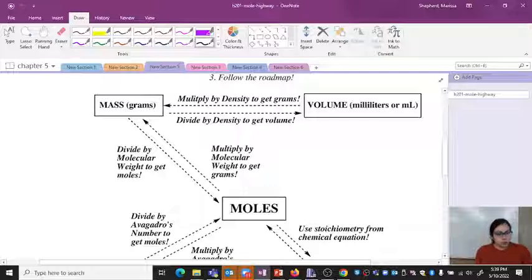And then once we get our moles, if we want to go to mass, we can multiply by our molecular weight to get grams. And that makes sense because our molecular weight is given in grams per mole. So if we have a mole amount, the moles would cancel to give us grams. If we're going the other way, we have grams, then divide by our molecular weight. That gives us back moles.